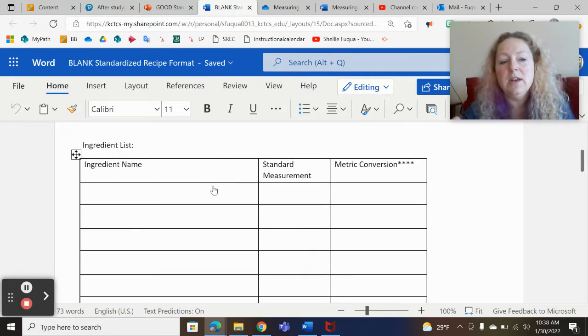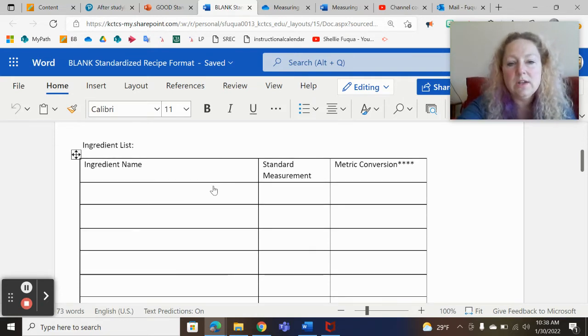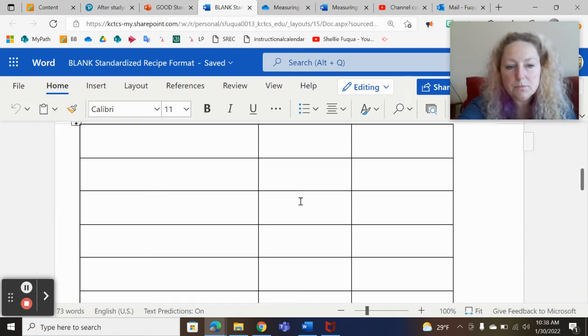Then you're going to have an ingredient list. So, what is the ingredient? Standard measurement versus metric conversion. I'm going to talk about measuring more specifically, but a lot of times the standard measurement would be what you're used to in a grandma recipe. So, 1 cup, half of a cup. Metric conversion would look more like 16 grams, 8 ounces, and go by weight instead of volume.